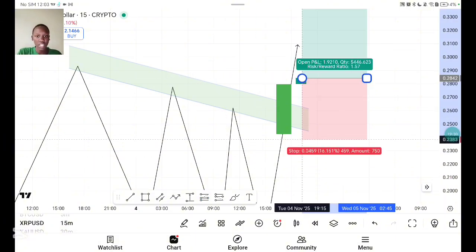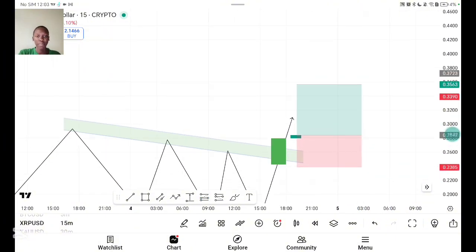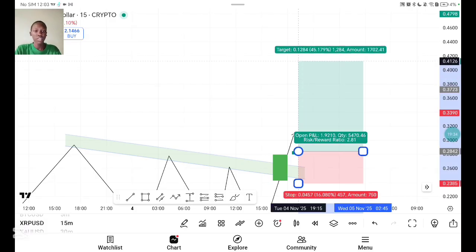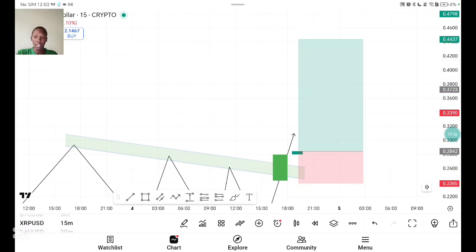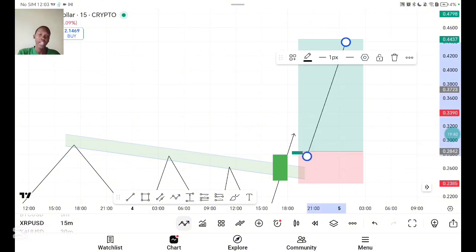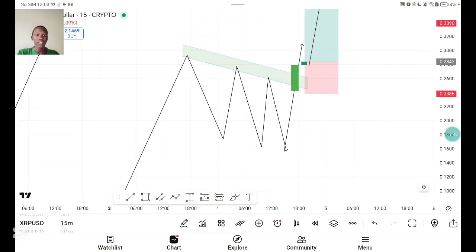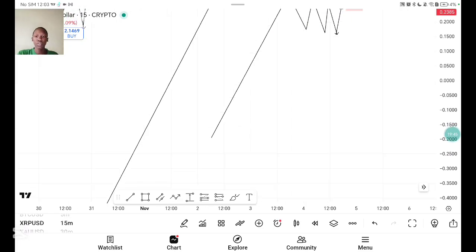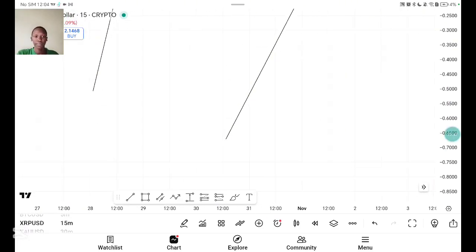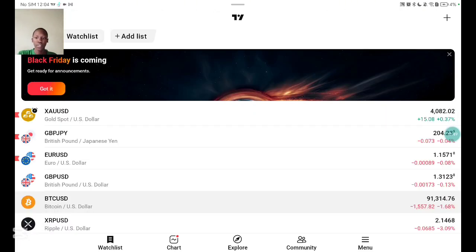Guys, just note this is on the 5 minutes time frame. On the 5 minutes, you aim for 1:3 and quickly you head upwards. So now let's go to the downtrend scenario.